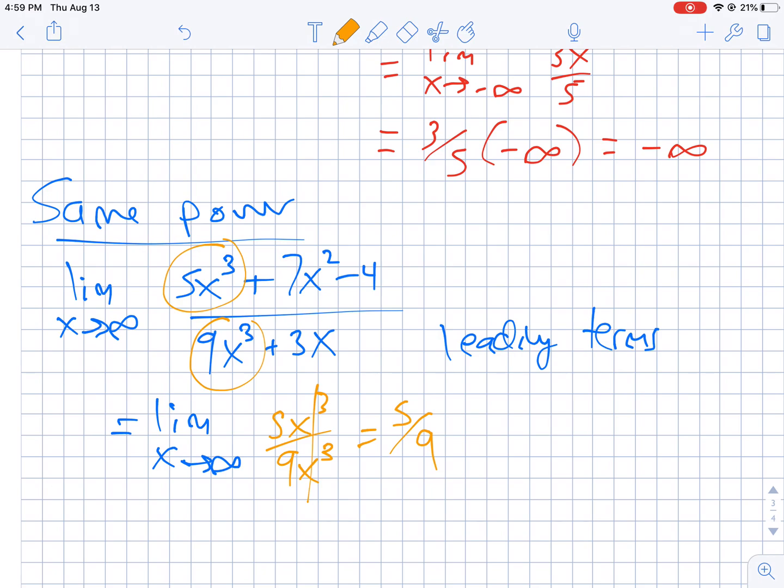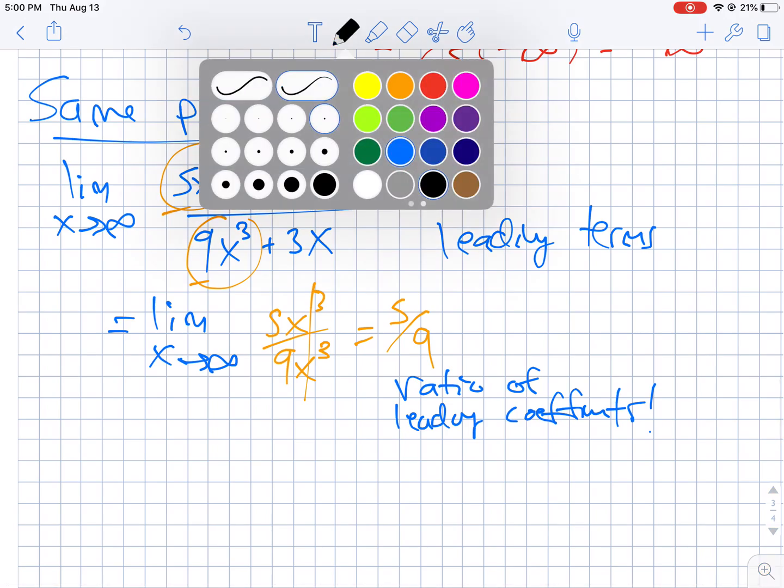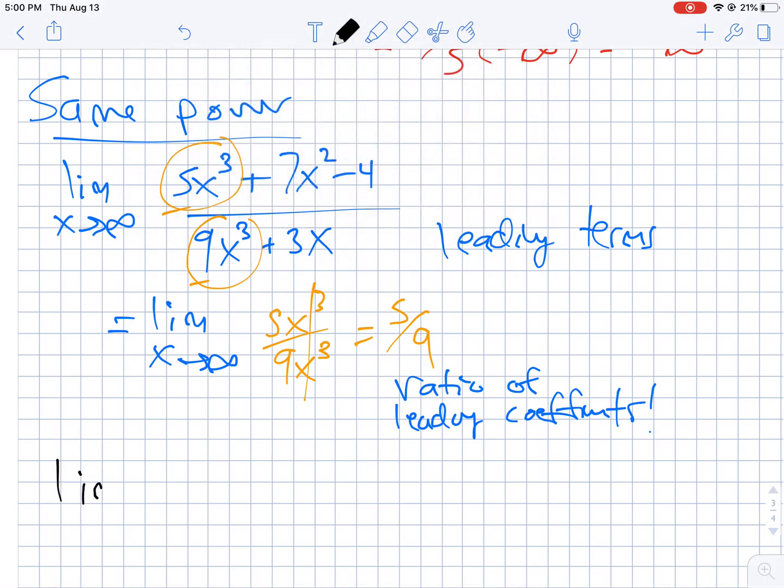So where did that appear in our original problem? Oh, those are just the coefficients of those terms. And if you do more of these, you're going to see that always happens. Because if you have the same power, those x cubes are always going to cancel. So this is just the ratio of the leading coefficients. And this is a great shortcut you can use. Because you don't need to do this analysis of leading terms if you recognize the shortcut. Like next semester, we'll just shortcut these all the time.